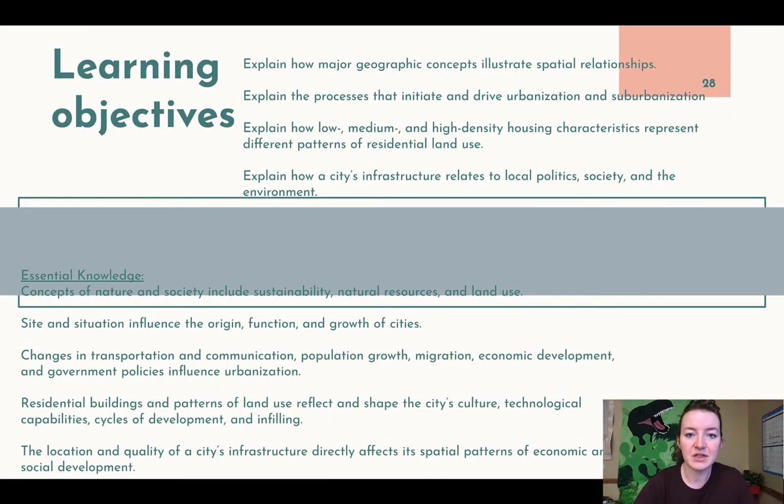All right, so we have the same learning objectives we did last time, and again, it looks like a whole lot, but honestly, we've already gone over most of these way back, or all of these in previous topics, and this is really just tying them together.